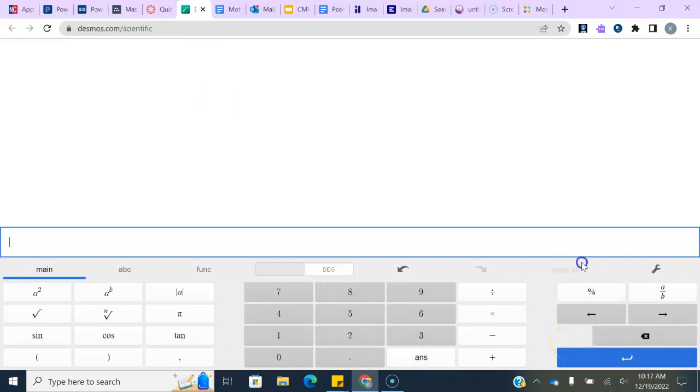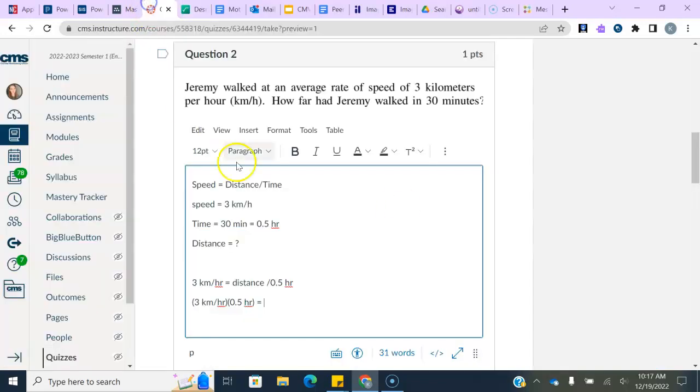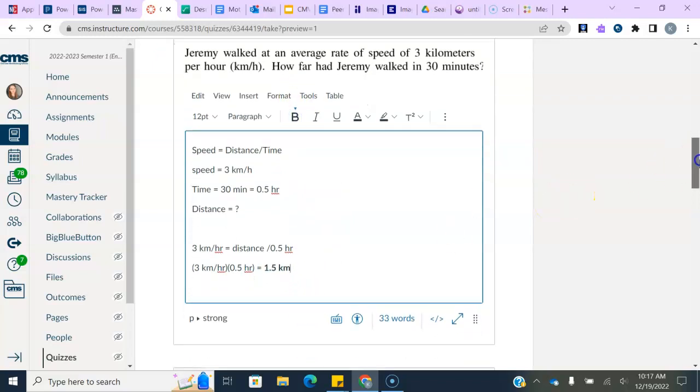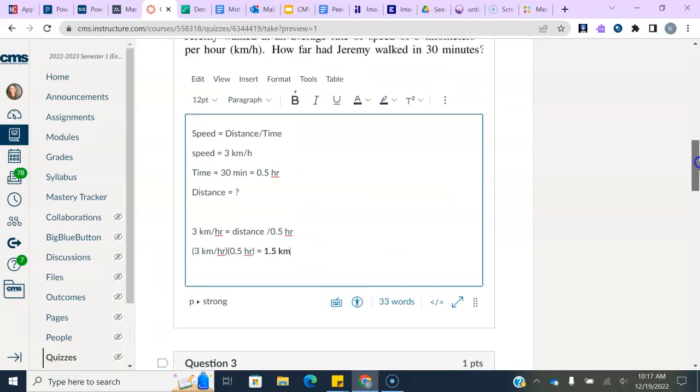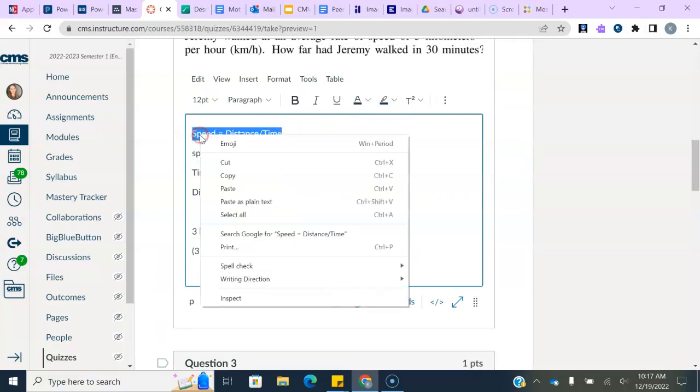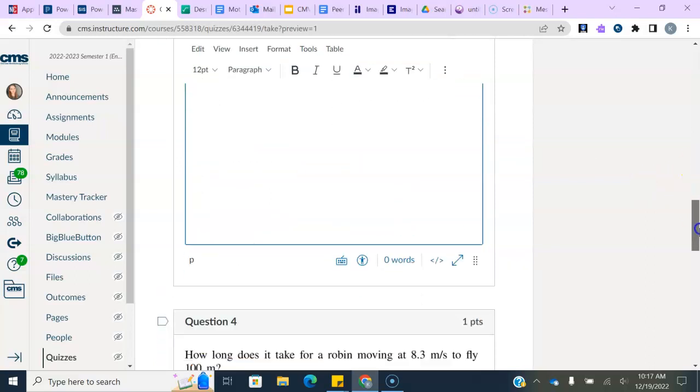So let me clear this, and we're doing 3 times 0.5, which gives us 1.5. So our answer here is 1.5 kilometers. That means Jeremy traveled 1.5 kilometers in half an hour. The next questions are going to use the same formula, the speed formula. We're just going to be solving for speed and time, so we're solving for different variables.